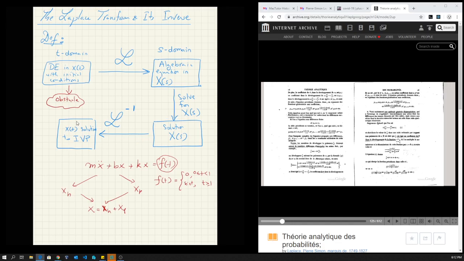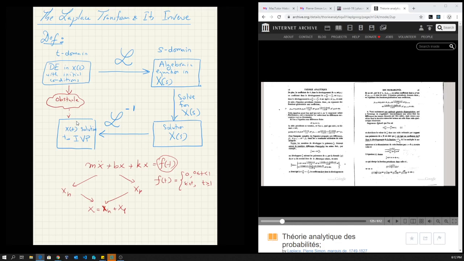So that's the issue typically, is that even if you can go directly, it's not always easy. The Laplace transform is going to facilitate things for you. Okay, so that's one of the major reasons why we do this.